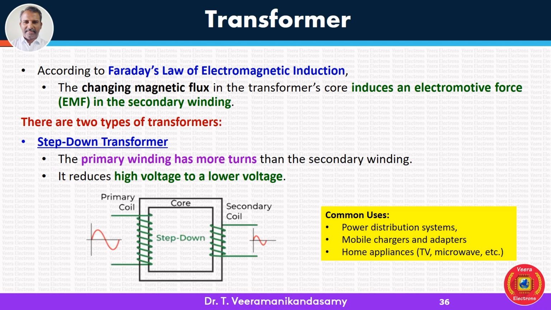According to Faraday's law, the changing magnetic flux induces an electromotive force or EMF in the secondary winding. The first type is a step-down transformer. In this type, the primary winding has more turns than the secondary winding, which causes it to reduce a high voltage to a lower voltage. Common uses include power distribution systems and mobile chargers.